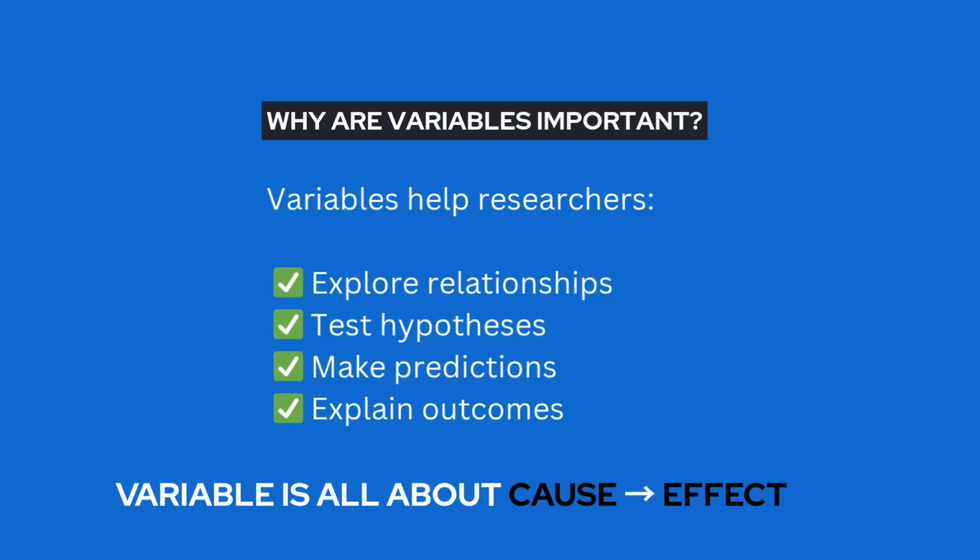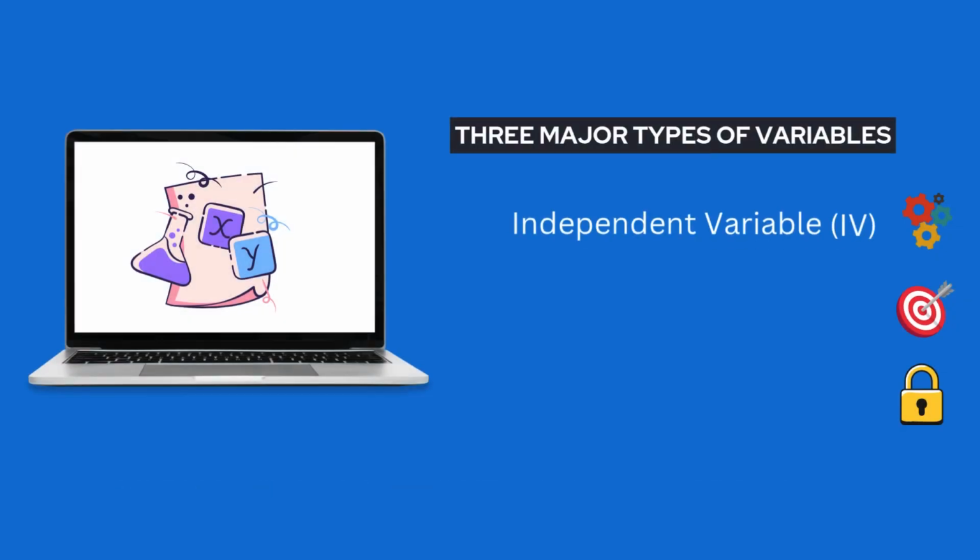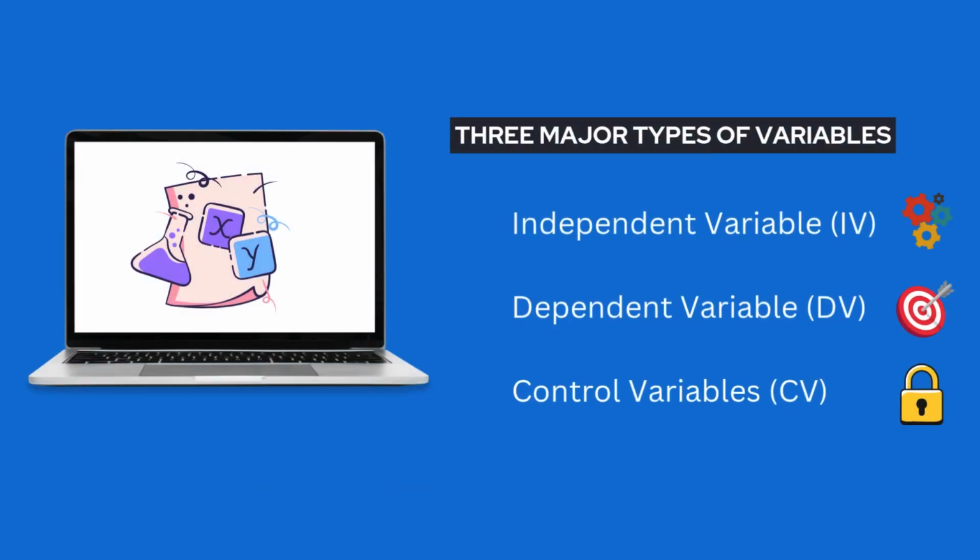So let's talk about the most important three types of variables you need to know. Number one, we have independent variable. Two, we have dependent variable. And thirdly, we have control variables. Each of these plays a unique role in the research process. Think of them as characters in the story.